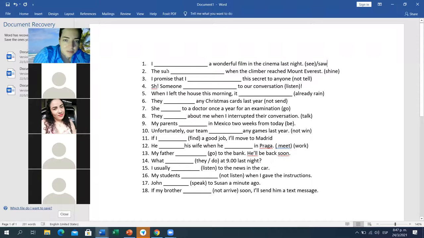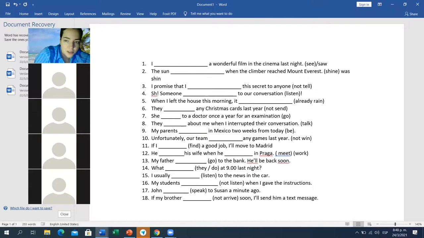¿Quién me puede decir los dos? Will be shine. Okay. ¿Alguien más? Shining. Okay, now pay attention. The sun blank when the climber reached the top of Mount Everest. When? ¿Qué sería? The sun was shining. ¿Por qué was shining?